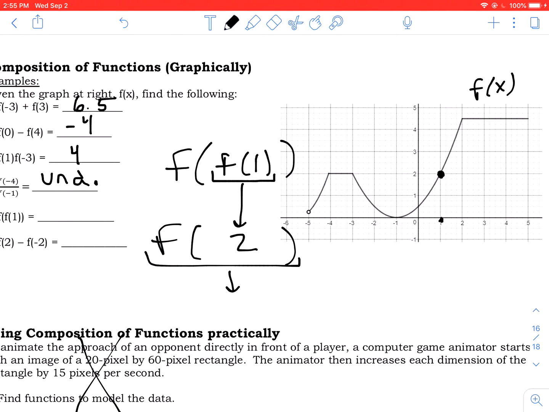Okay, now focus on the outside. What's f of 2? Well, when x is 2, y is 4.5.